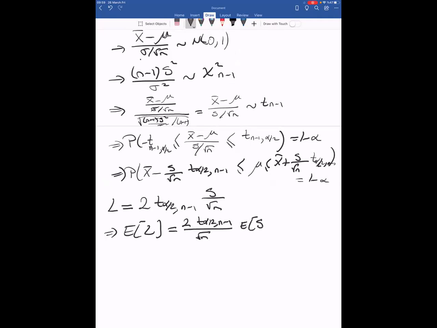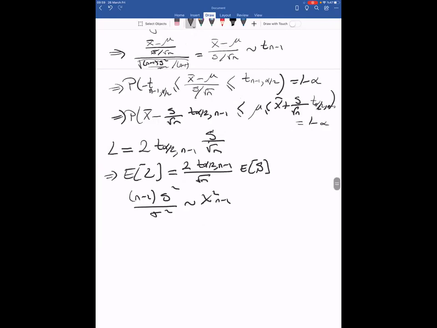So this is a capital letter, you know. Then we can talk about this expectation. Then what is expected S? So S, what is the distribution of S? Here, if you remember, we have n minus 1 S squared over sigma squared distributed as chi squared with n minus 1 degrees of freedom. So we have to use this.